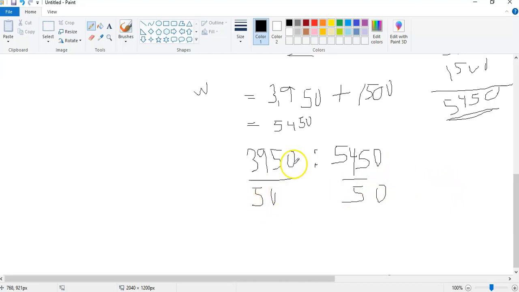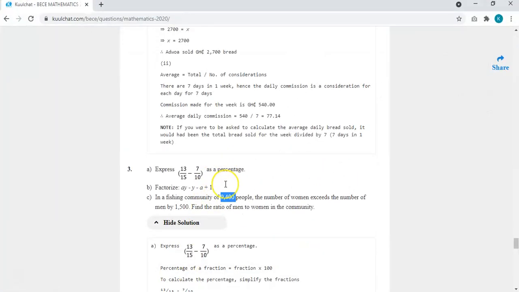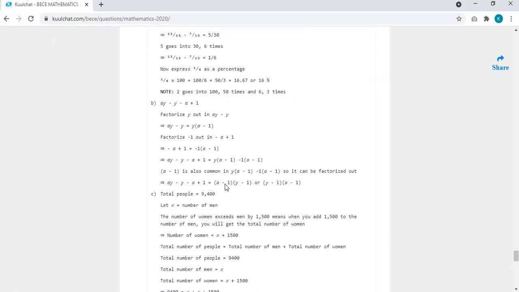So you do it yourself. Divide this one by 50. Divide this one by 50. The result you get will be the simplified fraction. So you are going to check the solution we have on the website.